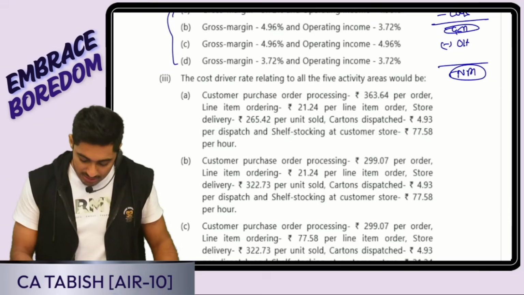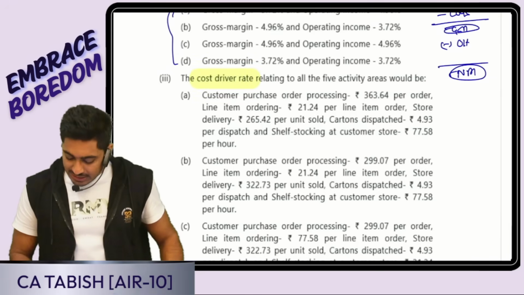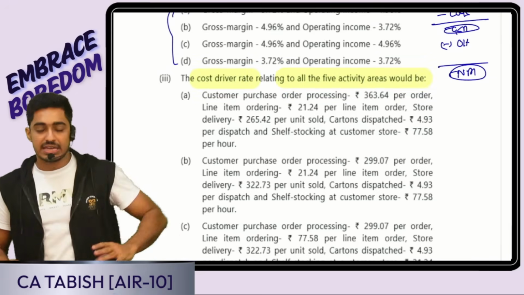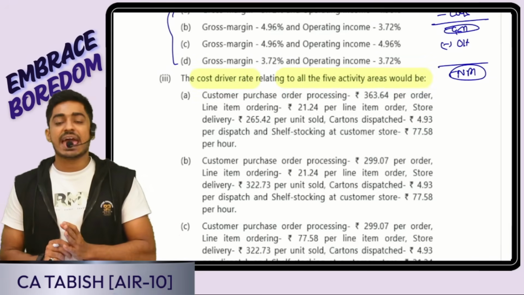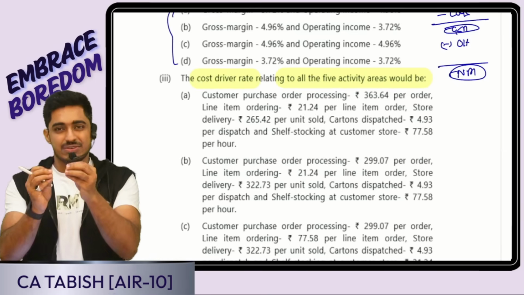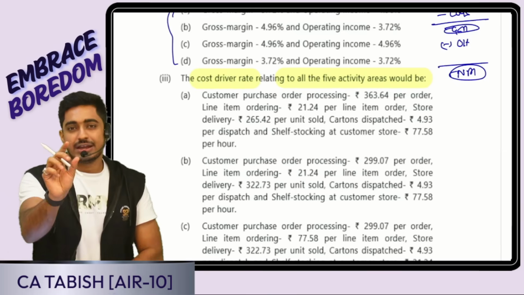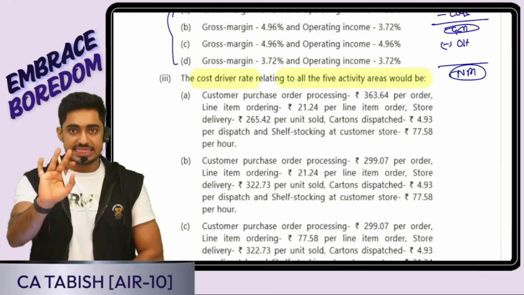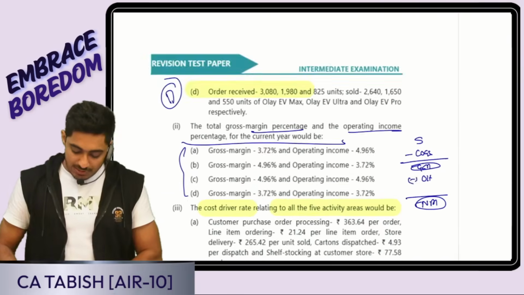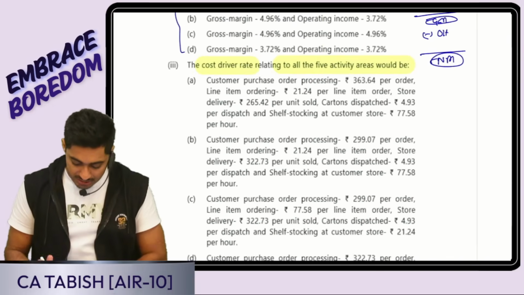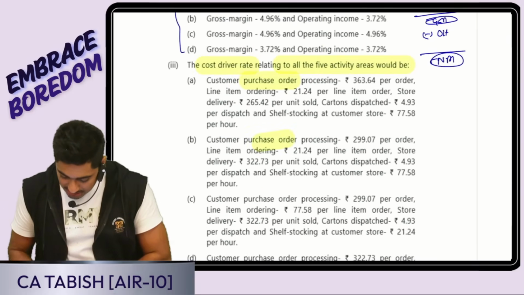Okay. Third one. Yes, the cost driver rate relating to all the 5 activity areas. I have to calculate the activity cost driver rate. Again, a very simple thing only, but still at one place students may commit mistakes. That is why I am discussing here. So tell me, what is the first activity they are referring to here? Customer purchase order processing. Yes or no, everyone?